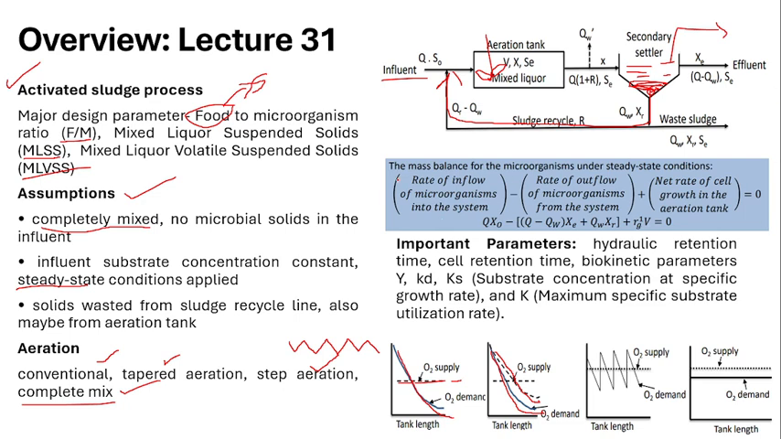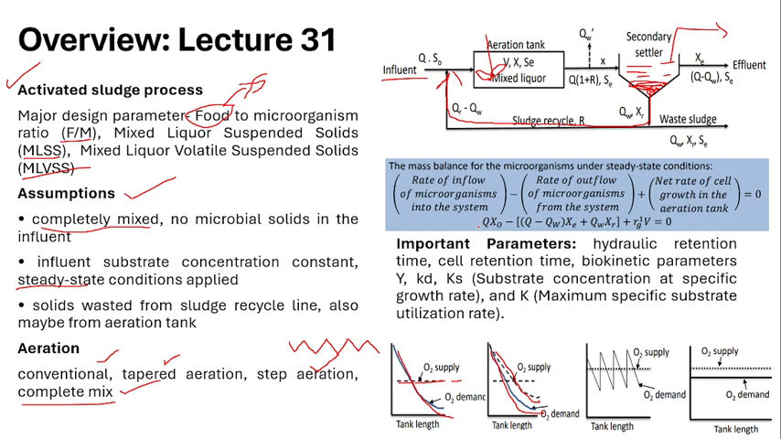As mentioned here, the rate of inflow of microorganisms into the system, minus the rate of outflow of microorganisms from the system, plus the net rate of cell growth in the aeration tank. It is not that the growth of microorganisms is only decreasing or only increasing. Both will happen. The microorganisms will take up the food as a substrate and grow. After some period of time, they will also die. But there will be a certain growth rate maintained in this tank. So that is what is mentioned here.